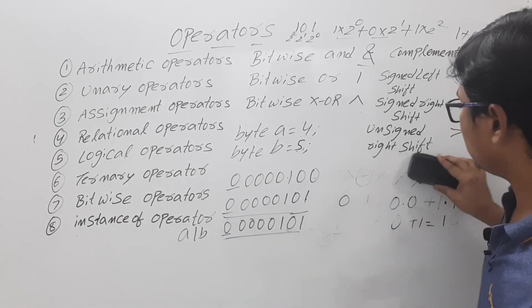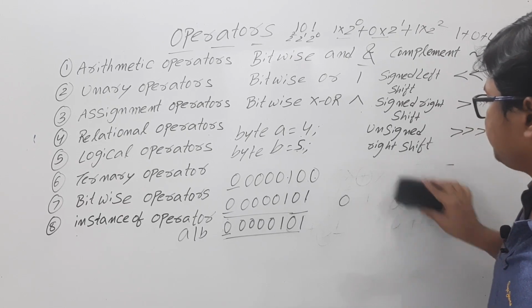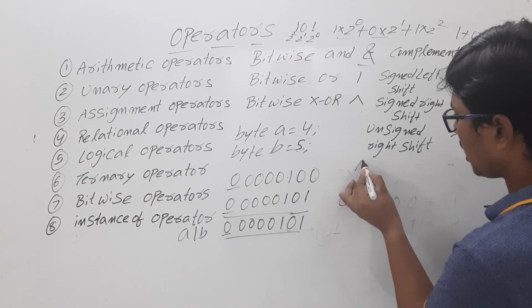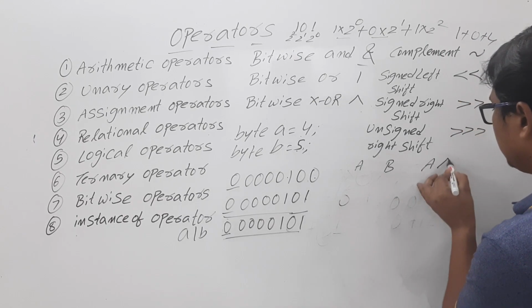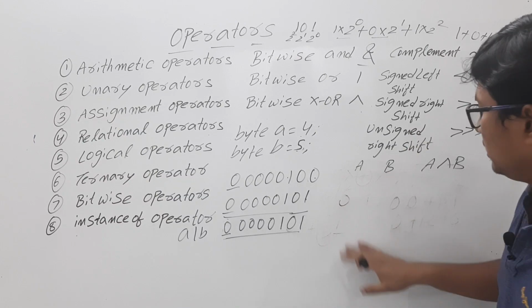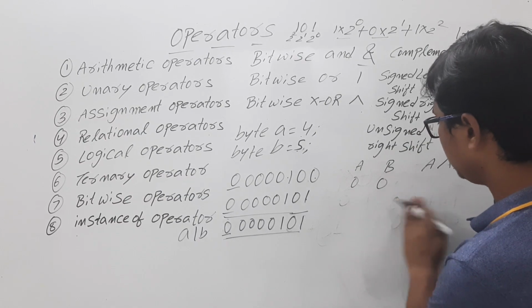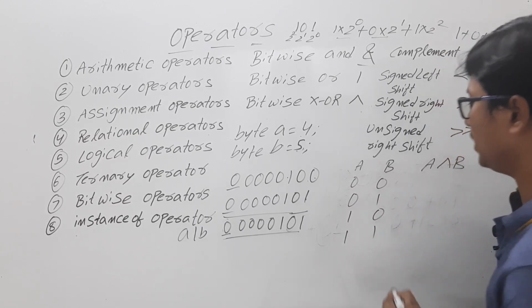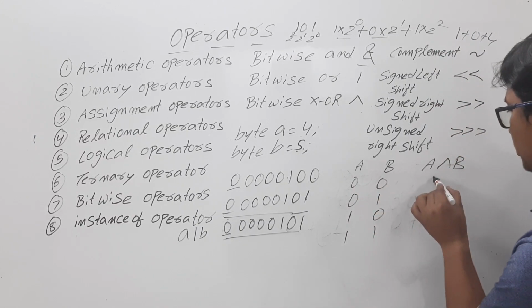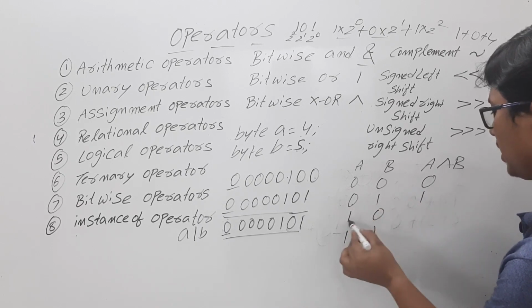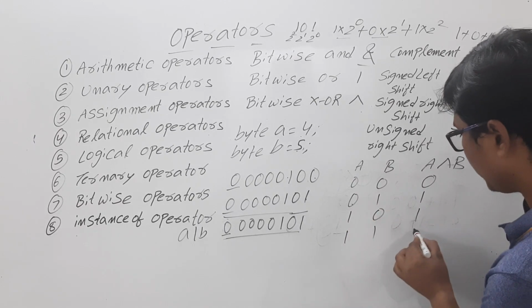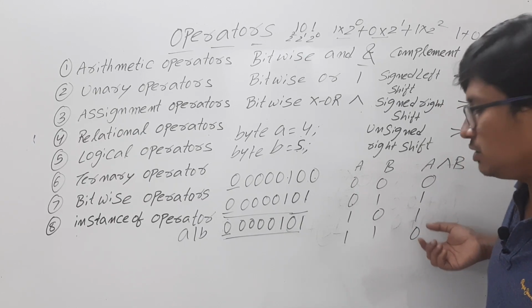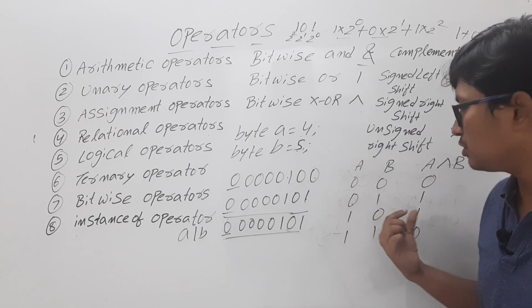So now let me draw the truth table of the bitwise exclusive or. Suppose let's take that you have A exclusive or B. The inputs are 0 0, 0 1, 1 0, 1 1. If it is 0 0, it will produce 0. If it is 0 1, 1; 1 0, 1; 1 1, 0. So if both the inputs are same, it will produce the output as 0. In the rest of the cases, it will produce the output as 1.